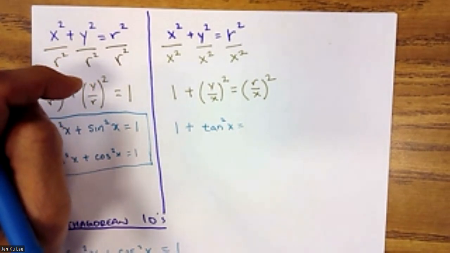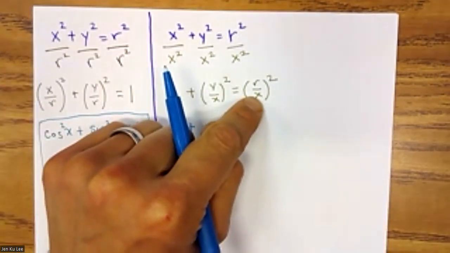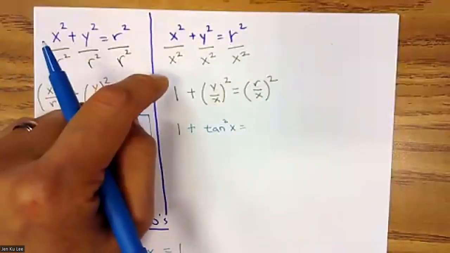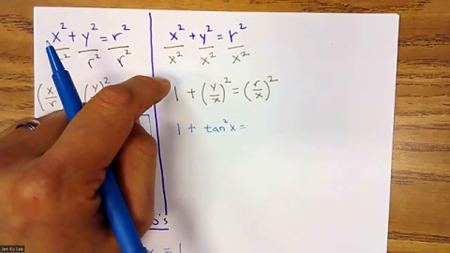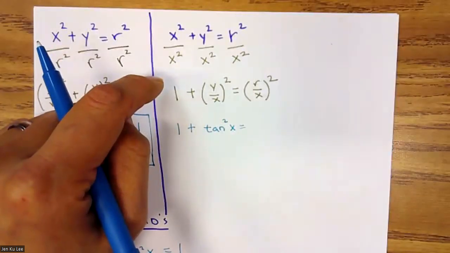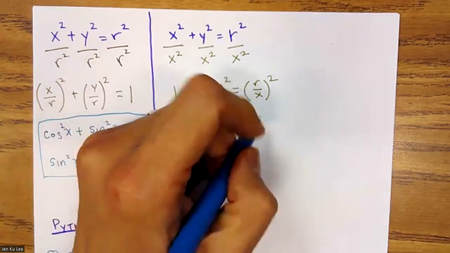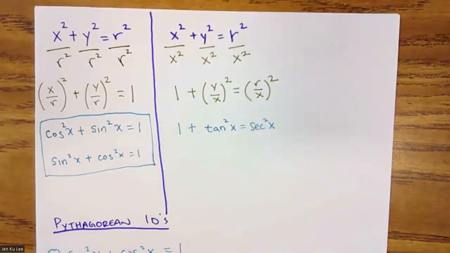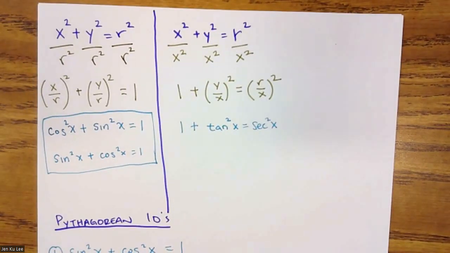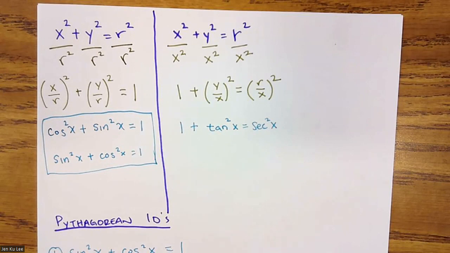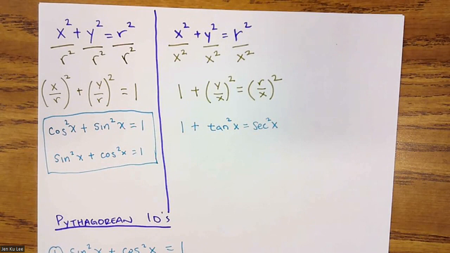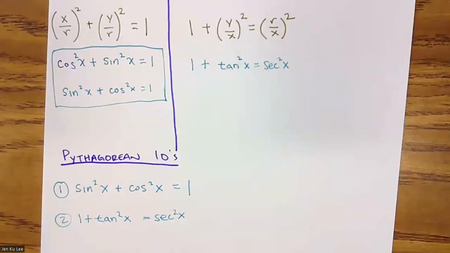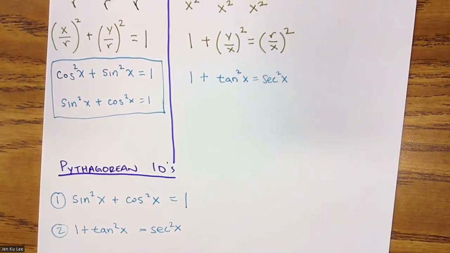Takes a second, huh? Well, x is my adjacent side, r is my hypotenuse. So what is hypotenuse over adjacent? Secant. Okay, so that is my second Pythagorean identity. Okay, that's my second one right there.